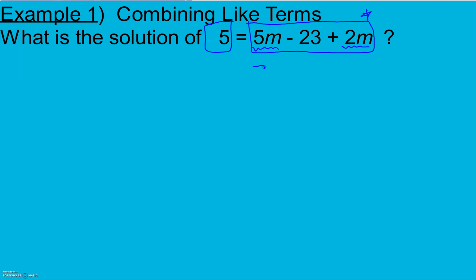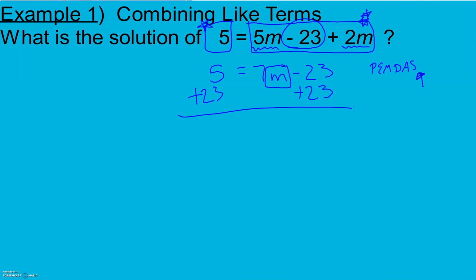So 5 plus 2 gives me 7m. And I bring down what's left. Now, 5 is as simple as we can get it, and so is 7m minus 23. Both sides are as simple as we can get them. And at this point, we can start solving. We check what's happening to our variable. Right now, it's being multiplied and subtracted. So if we work PEMDAS backwards, we're going to get rid of our subtraction first. I get rid of subtraction by adding. So I'm going to add 23 to both sides. It's our inverse operation. It's how we get to 0. Negative 23 plus 23 gives me 0.